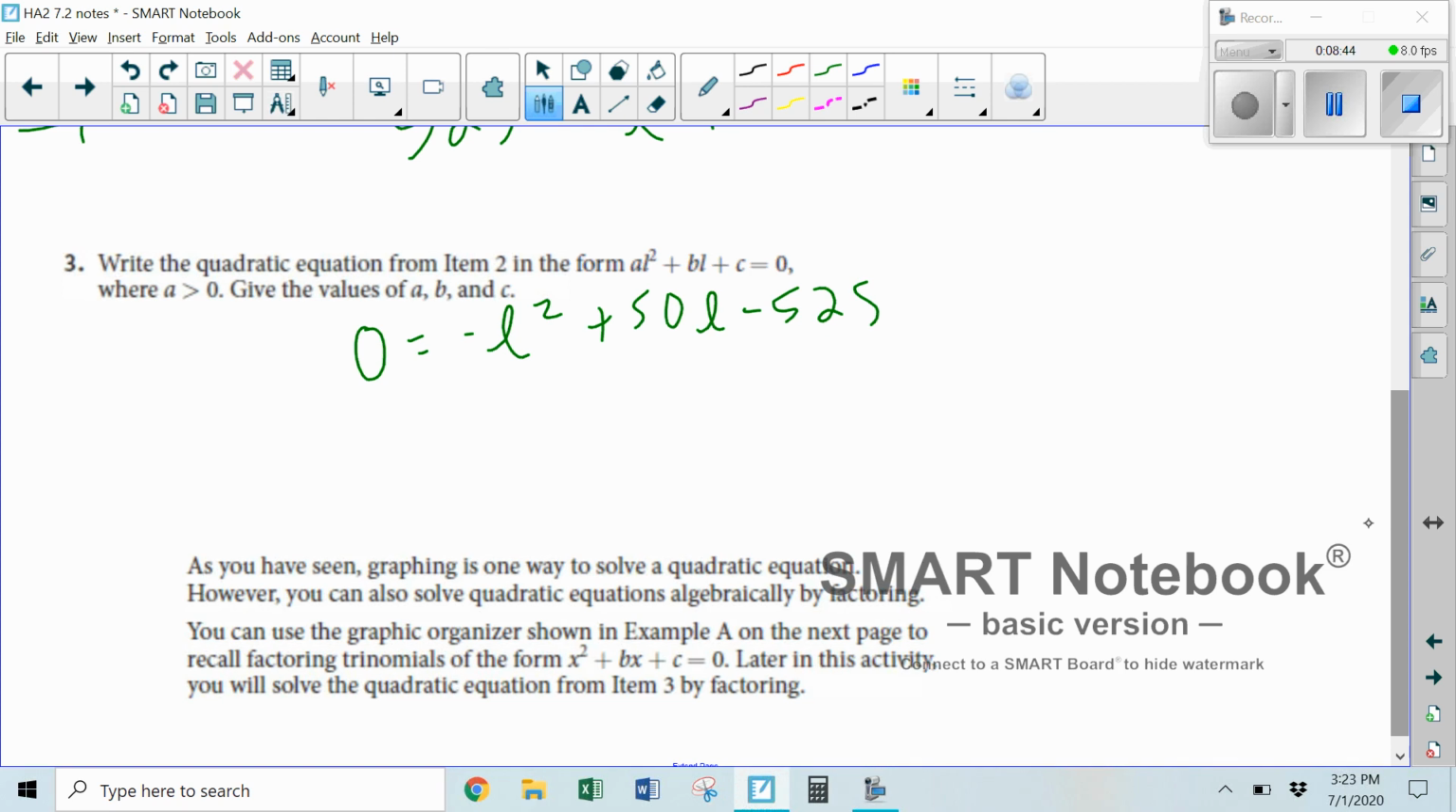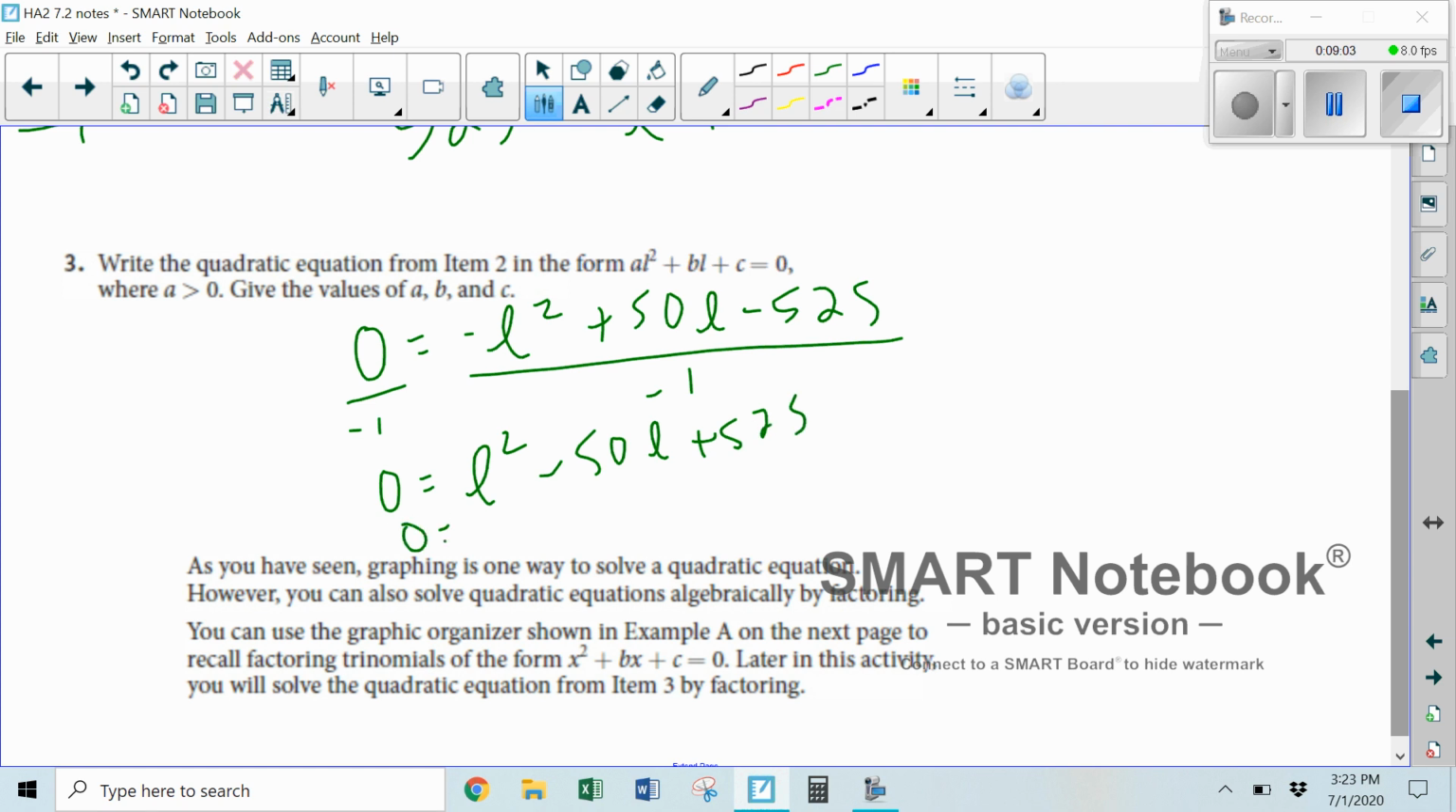So let's divide by a negative on both sides. That way we can get rid of the negative on the A term. So 0 divided by negative 1 is still 0. L squared minus 50L plus 525. Now let's try to factor that.